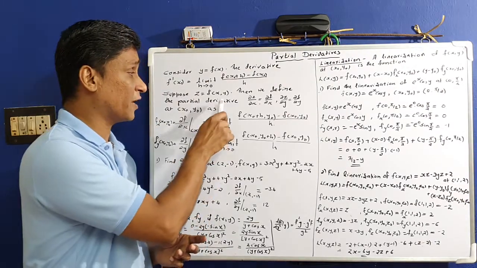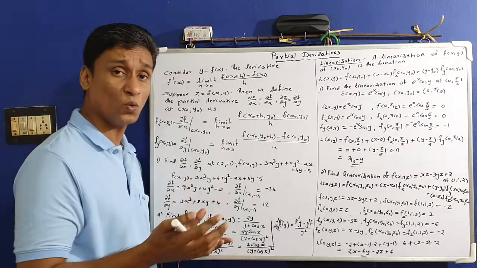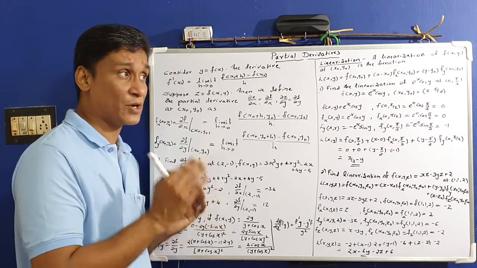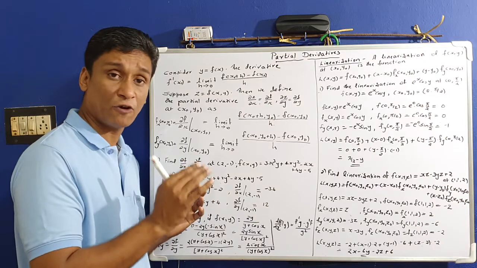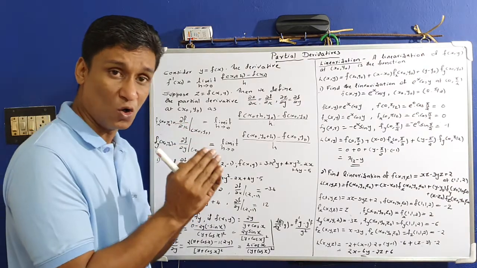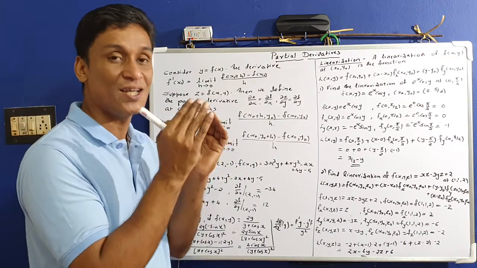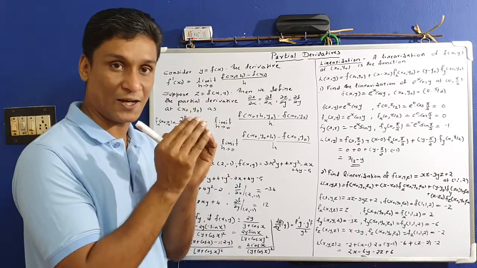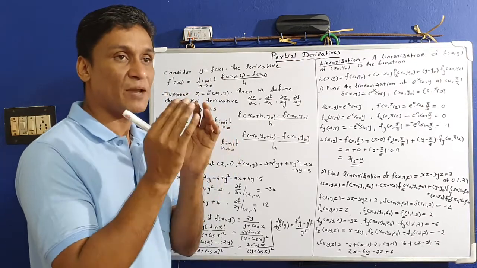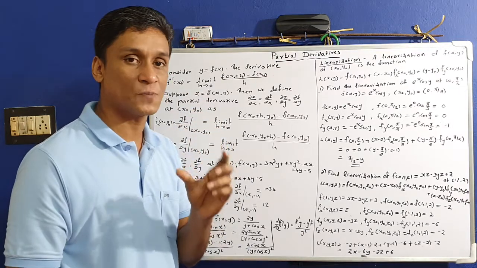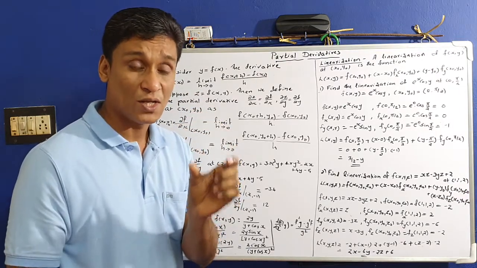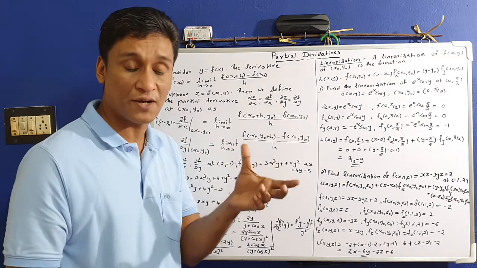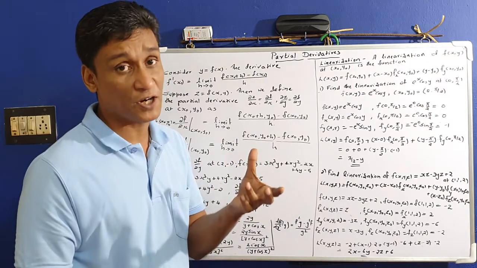In the case of f of x, y, as there are two variables, we can measure the rate of change of f of x, y with respect to the single variable x alone, and separately, we can measure the rate of change of f with respect to the variable y alone. Such differentials are called partial differentials.